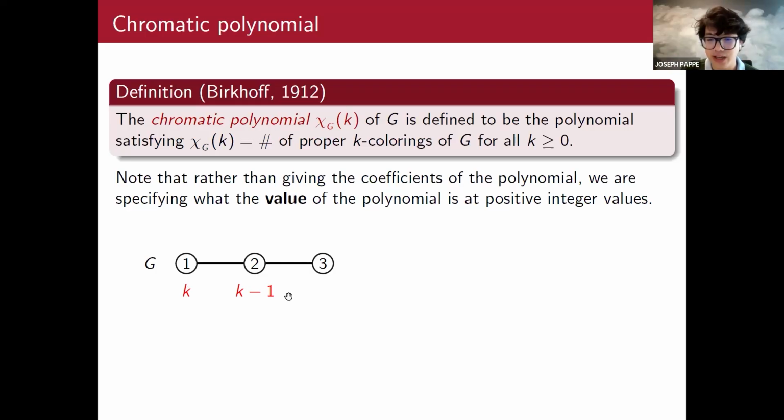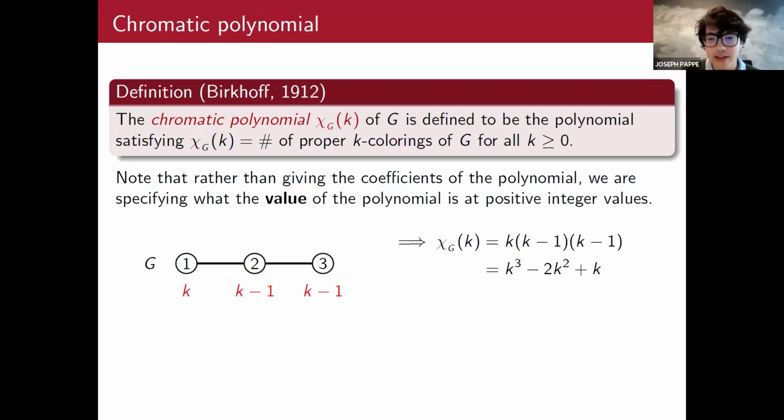And then how many possibilities do we have for 3? Well, we also have k minus 1, right? Because 3 only has one edge. This has a color which this vertex 3 cannot use. So our chromatic polynomial is given by k times k minus 1 times k minus 1. And so we see that it is indeed a polynomial.